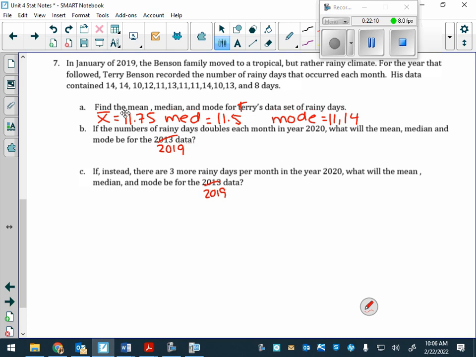So, here's a question for you. What do you think would happen if these rainy days doubled each month? So, instead of 14, then if it doubled, what would it be? 28, okay? So on and so forth. So what would happen? What do you think would happen? Yeah, Catherine. They would all double. The mean, median, and mode would all double. You could also do this in your calculator to check it. But if we were to double the mean, what would we get?